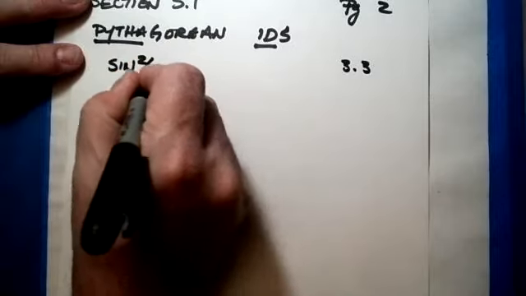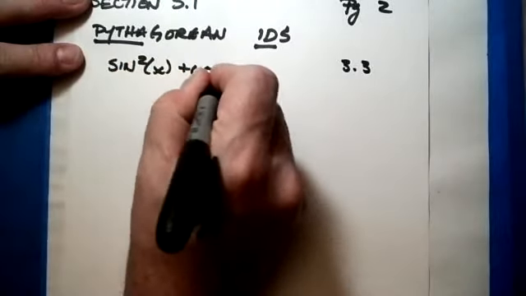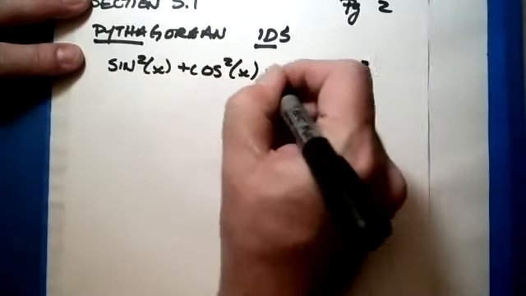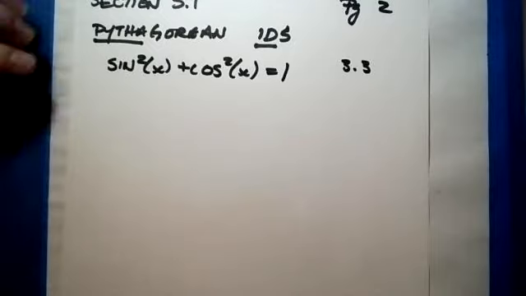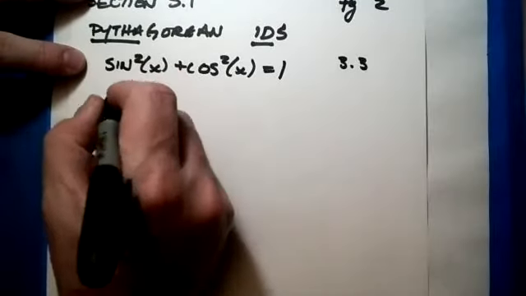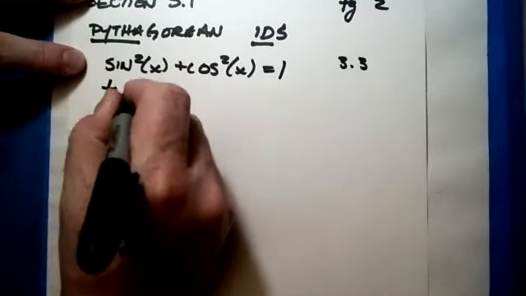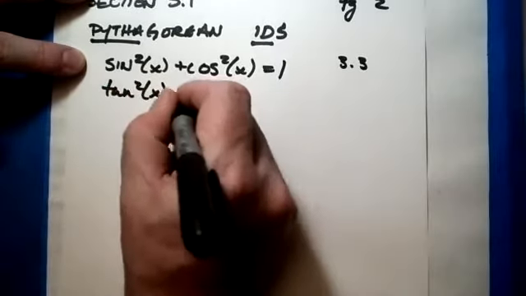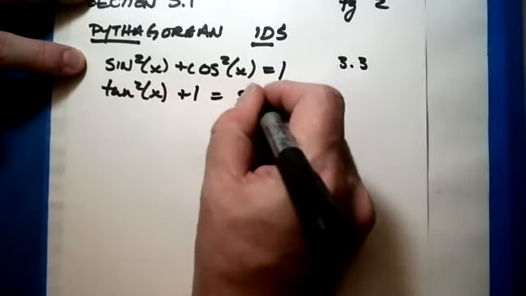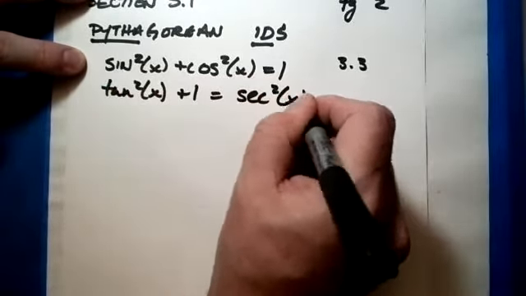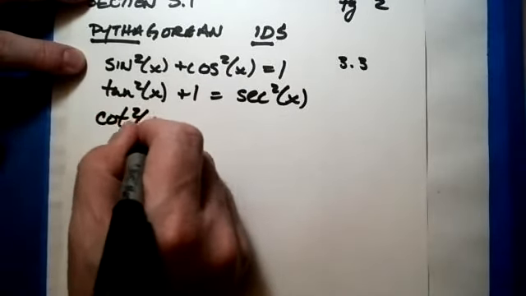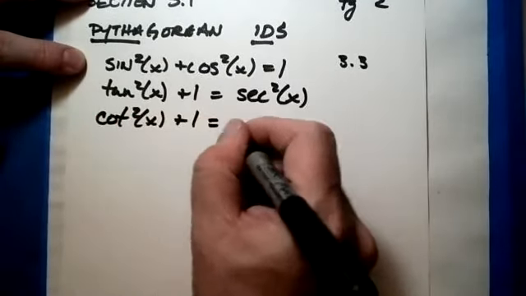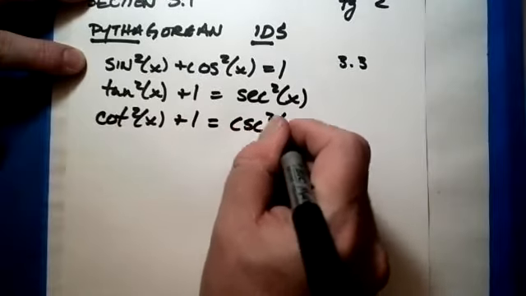Sine squared of x plus cosine squared of x is equal to 1. This is the so-called first Pythagorean identity. The second one is tangent squared of x plus 1 equal to secant squared of x. And finally, cotangent squared of x plus 1 equal to cosecant squared of x.